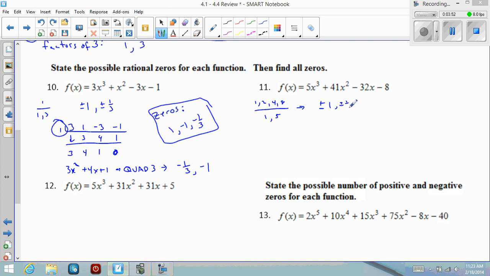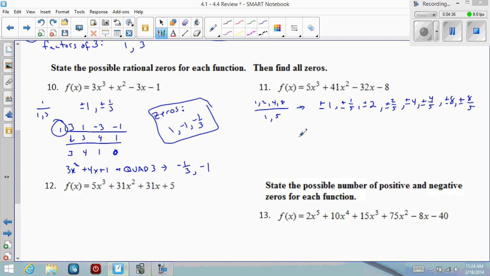Hold on. Nope, 1/5. Sorry, I was looking at the wrong problem. So positive and negative 1, positive and negative 1/5, positive and negative 2, positive and negative 2/5, positive and negative 4, positive and negative 4/5, positive and negative 8, and positive and negative 8/5. Okay, so from this we get that whole list there.